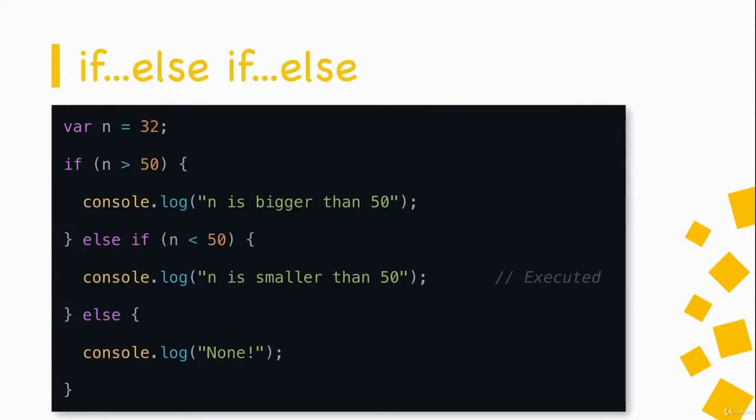So you can almost read this code intuitively as if n is greater than 50, then log to the console n is bigger than 50. Else if n is smaller than 50, then log to the console n is smaller than 50. Else, just log to the console none. And that's how this code would read out in human form.